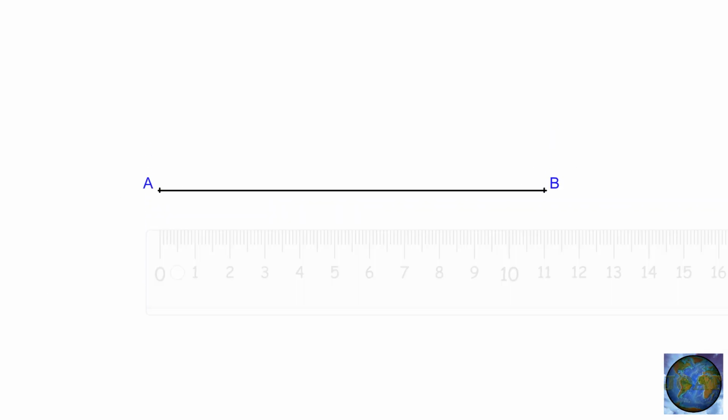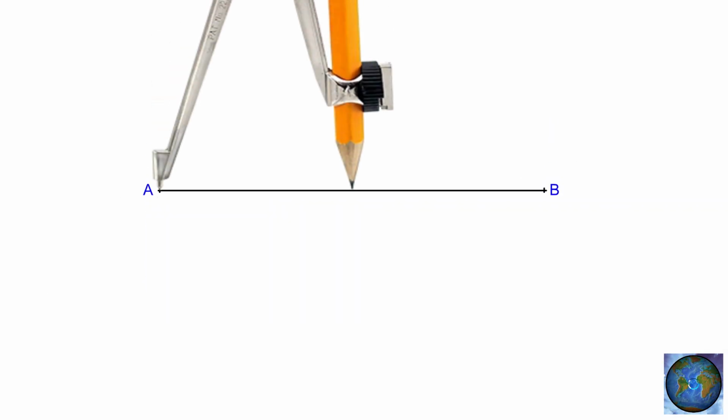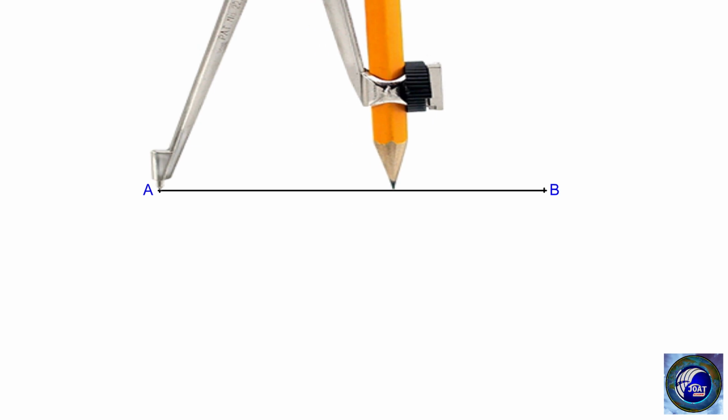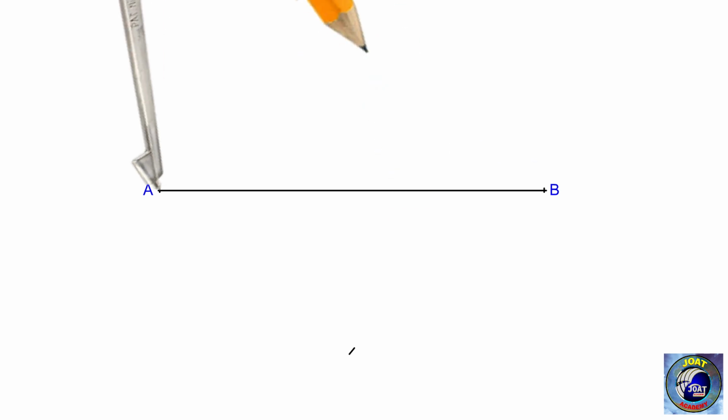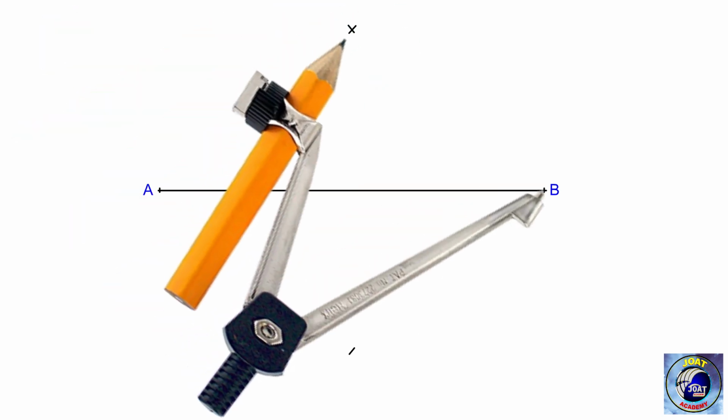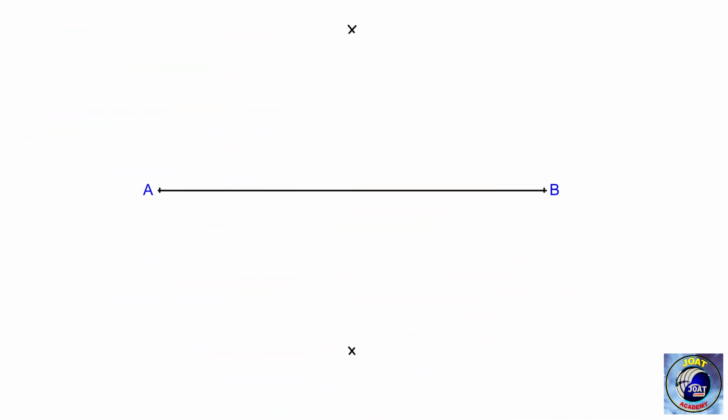Place your compass at point A. Open the compass to more than half the length of AB and draw arcs above and below the line. Without changing the compass radius, place the compass at point B and draw 2 more arcs above and below the line so that they intersect the first arcs, as shown.